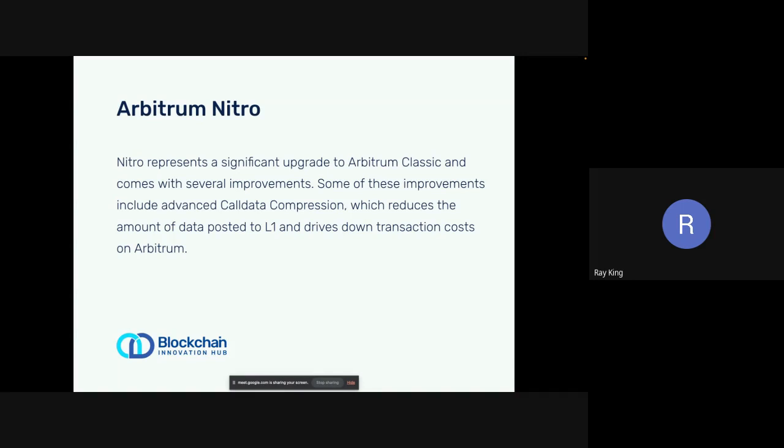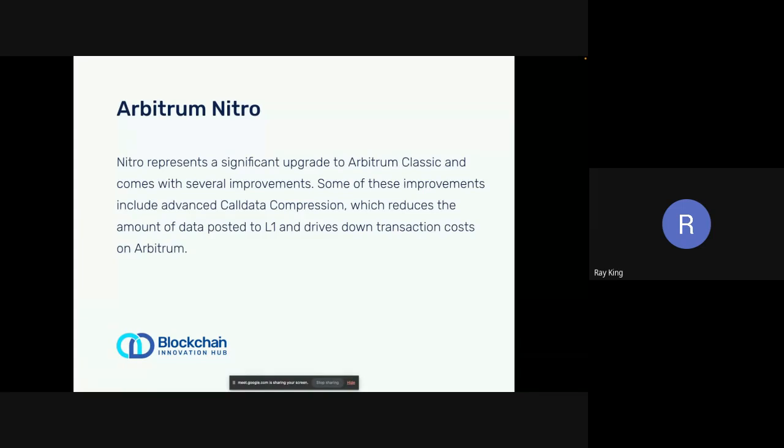Nitro is actually an upgrade to the Arbitrum Classic, and it comes with several improvements. Some of the improvements include advanced call data compression, which reduces the data posted to L1 and drives down transaction cost on Arbitrum. Now, in understanding roll-up chains, we understand that the transactions are done off-chain and then they are settled back to the layer one, right? Meaning data is going to be posted back to layer one.